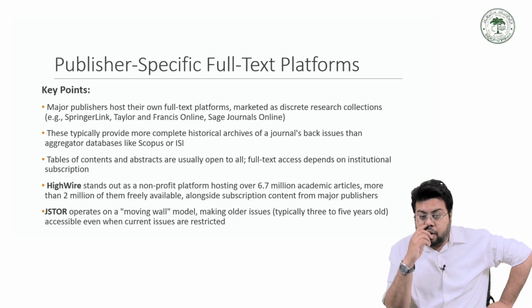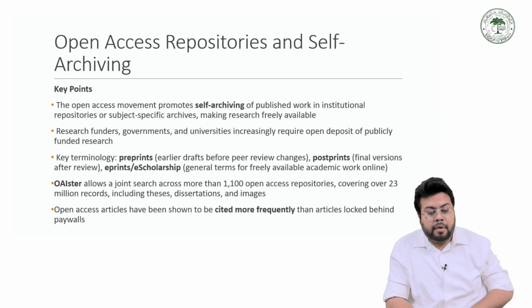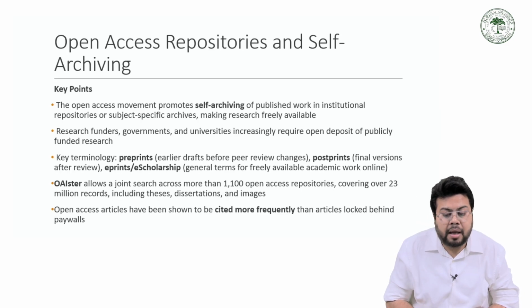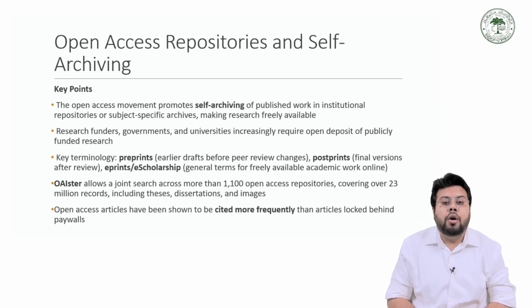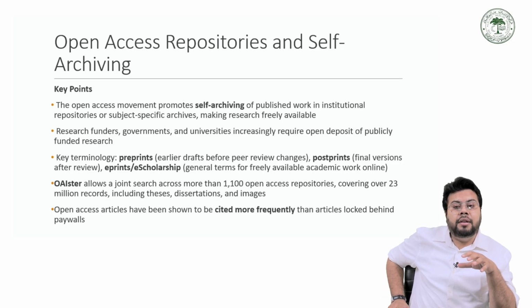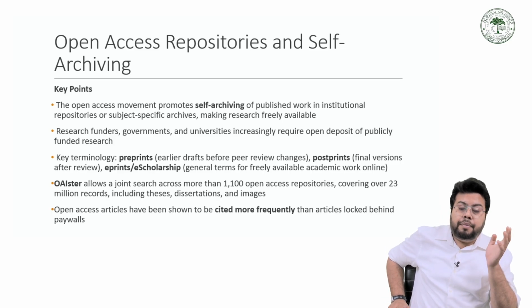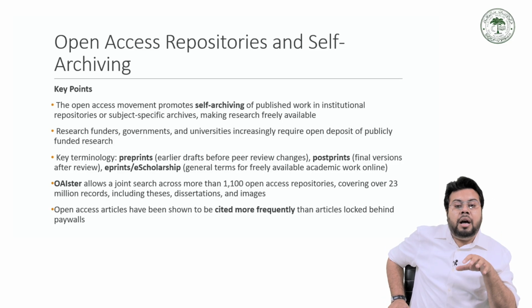And HighWire deserves a mention here too. It runs as a non-profit, and over 2 million of the articles it hosts are accessible, making it one of the largest open collections of academic literature online. Now, open access repositories and self-archiving. We touched on open access briefly in the previous lectures, but here I want you to understand the mechanism of how it actually works.